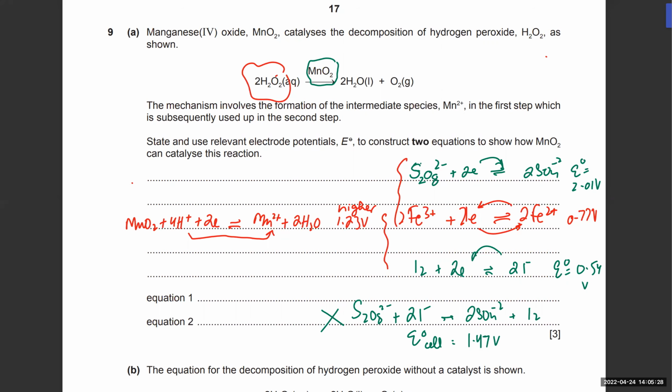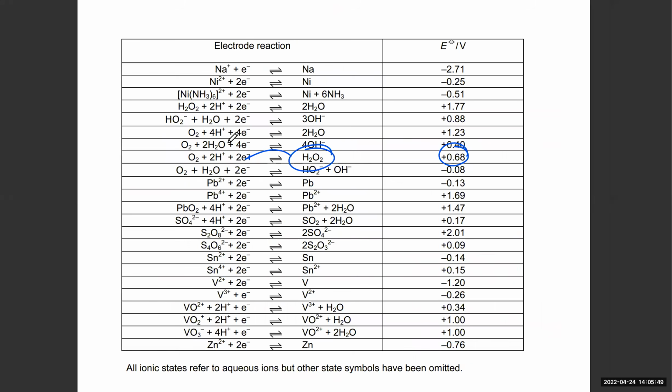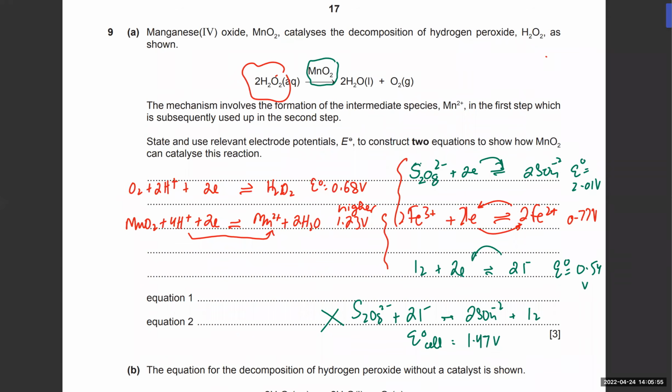So it's O2 plus 2H+ plus 2 electrons in equilibrium with H2O2, and the E naught was 0.68 volts. Anyway, so that's this reaction. So what I've done is I've figured out the first step.